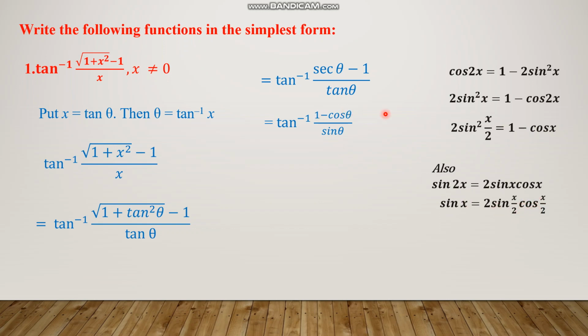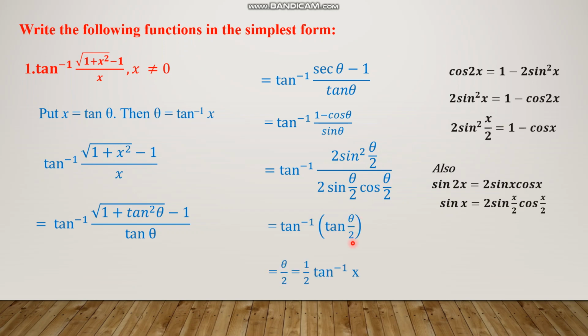I use this here. Instead of 1 minus cos theta, I use this. Instead of sin theta, I use this. So I will get 2 sin square theta by 2, and sin theta is 2 sin theta by 2 cos theta by 2. One sin gets cancelled, 2 gets cancelled. So we are left with sin theta by 2 by cos theta by 2, which is tan theta by 2. And that will be tan inverse tan, so it is theta by 2, or it is 1 by 2 tan inverse x.